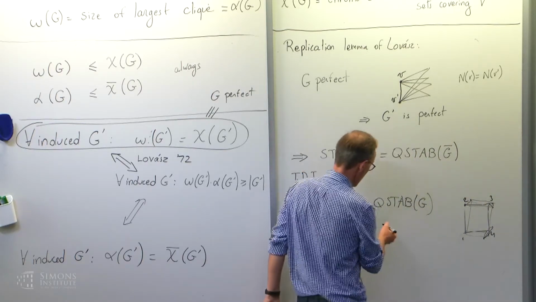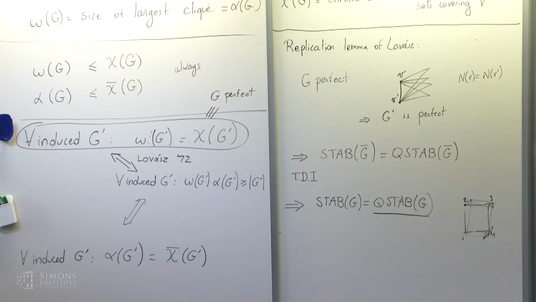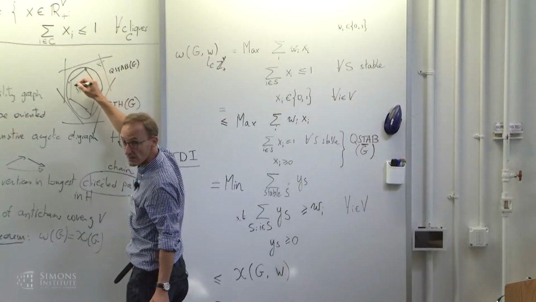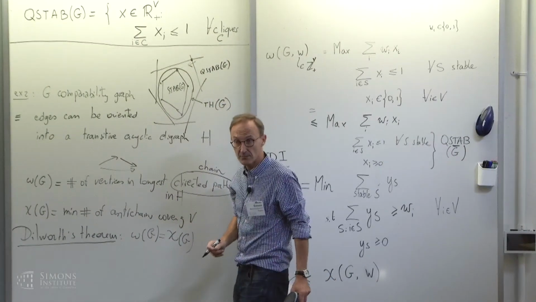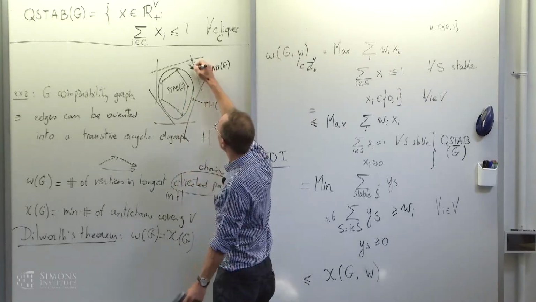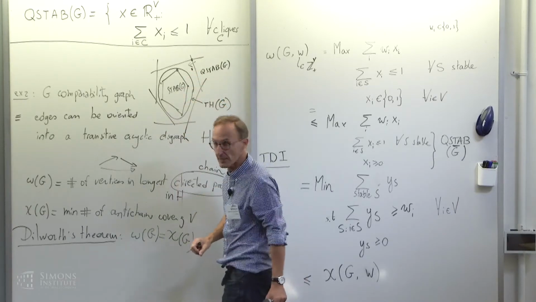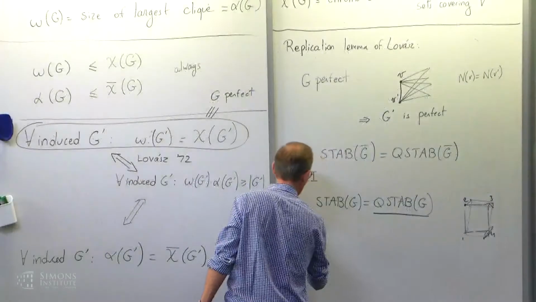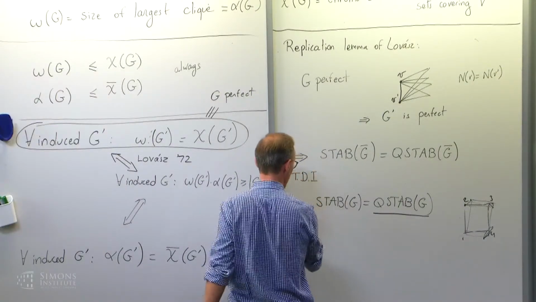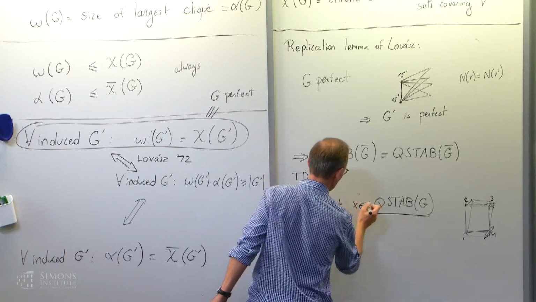So now let's look at Q stab of G. We'd like to show that Q stab of G is equal to stab of G. So let me take a vertex of Q stab of G, or actually maybe not necessarily a vertex. Let me take any point in Q stab of G, and I'd like to show that it's also in stab of G. So what does it mean for a point to be in Q stab of G? We haven't proved that yet, but let's say x is in Q stab of G.